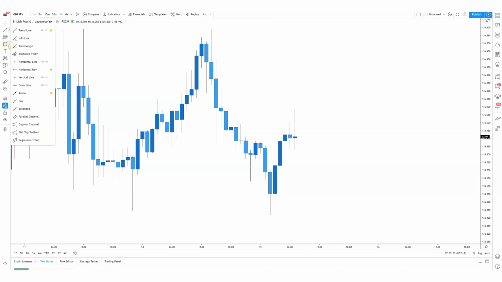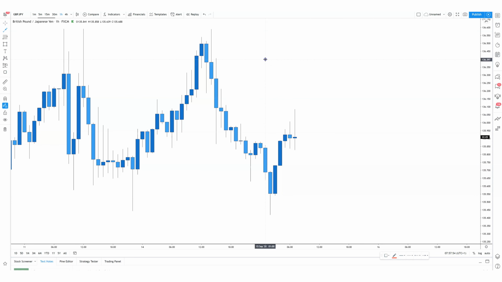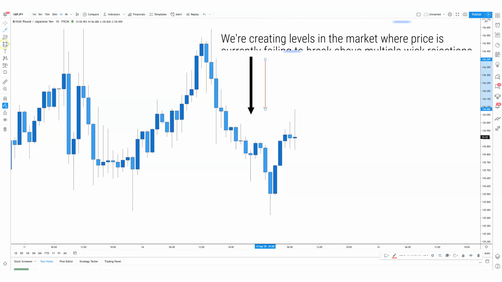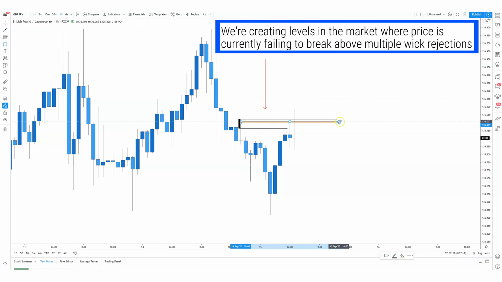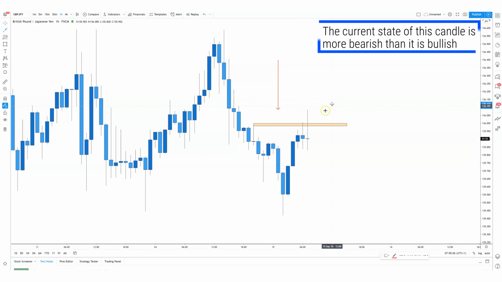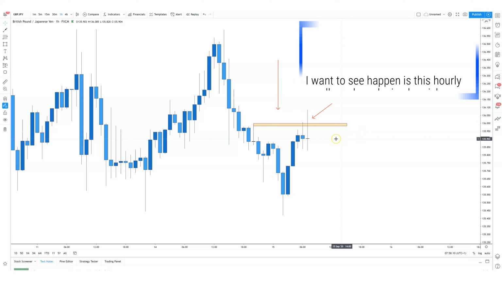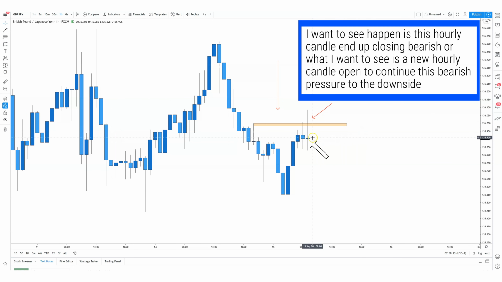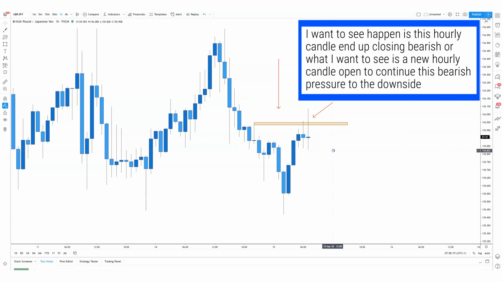So we're looking at this market structure on pound yen. We can clearly see the structure is down. We're creating levels in the market where price is currently failing to break above, with multiple wick rejections. And as you can see here, we've had a strong bullish push to the upside and price failed to maintain that bullish pressure. Now, the current state of this candle is more bearish than it is bullish. What I want to see happen is this hourly candle end up closing bearish, or a new hourly candle open to continue this bearish pressure to the downside.